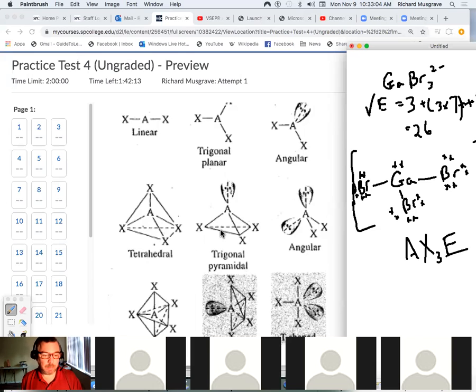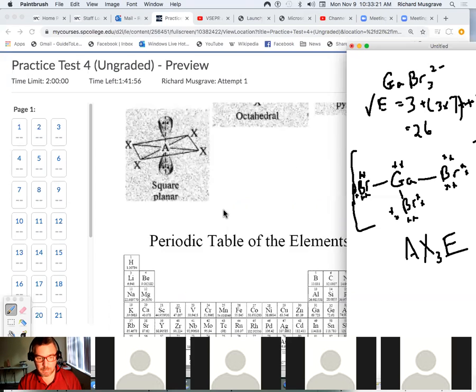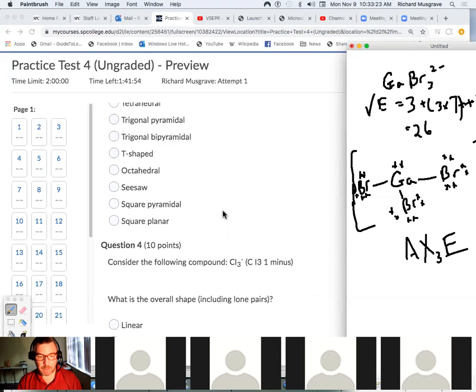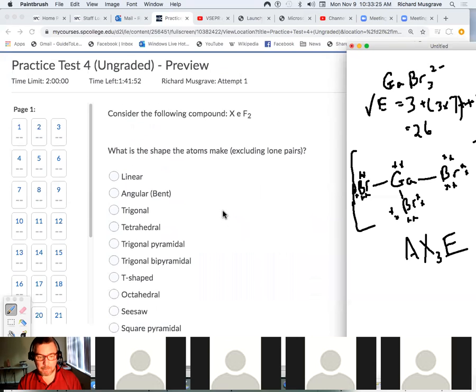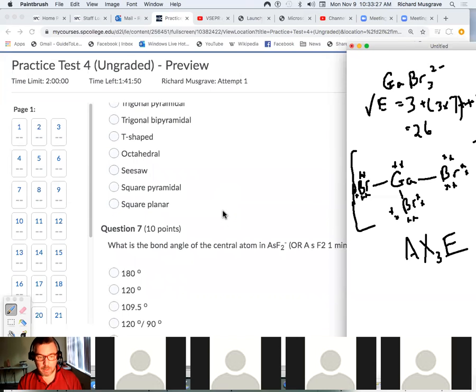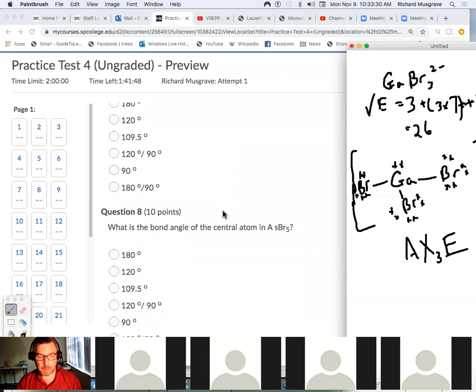Remember, when you're looking for the overall shape, you're pretending that the electron pair is like an atom. And it takes up space just like an atom does. So the overall shape will be determined by that. Any questions? Okay, let's look at the next one. I'm gonna skip the bond angle question.